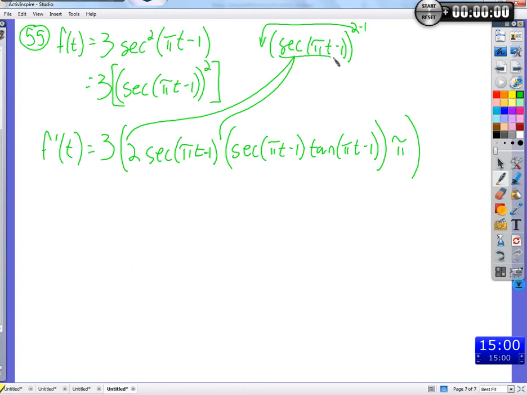Inside of that square function was the secant of pi t minus 1, so we need the derivative of the secant of pi t minus 1. Secant times tangent. Why do you have 2 secants now? Because you have the first one, which is from doing the power rule. This one is from taking the derivative of secant.